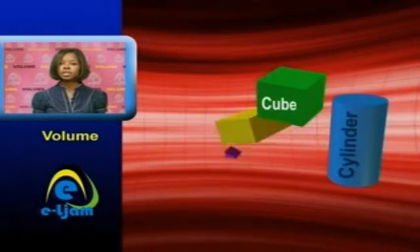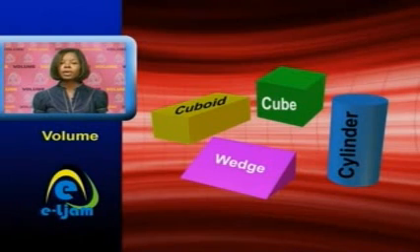Can you think of any solids which have a uniform cross-section? Examples of solids which fall in the category of prisms are the cube, cuboid, cylinder, and wedge. Let's look at how to determine the volume of each of these objects.